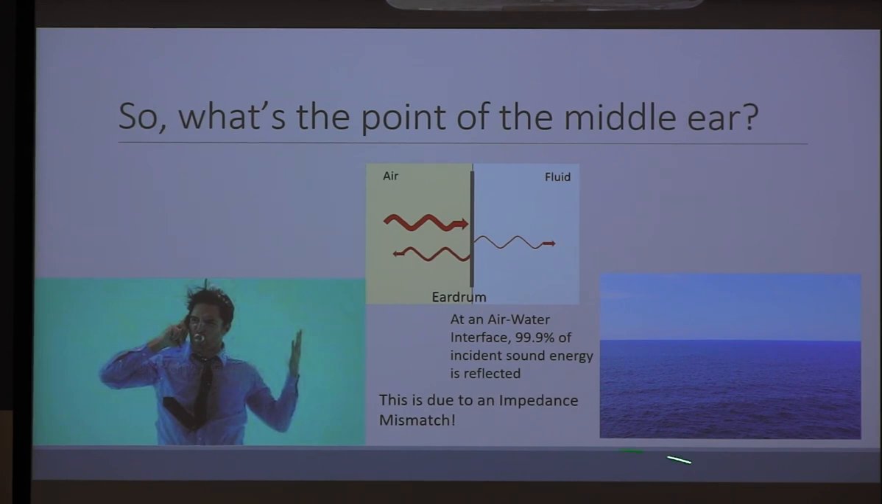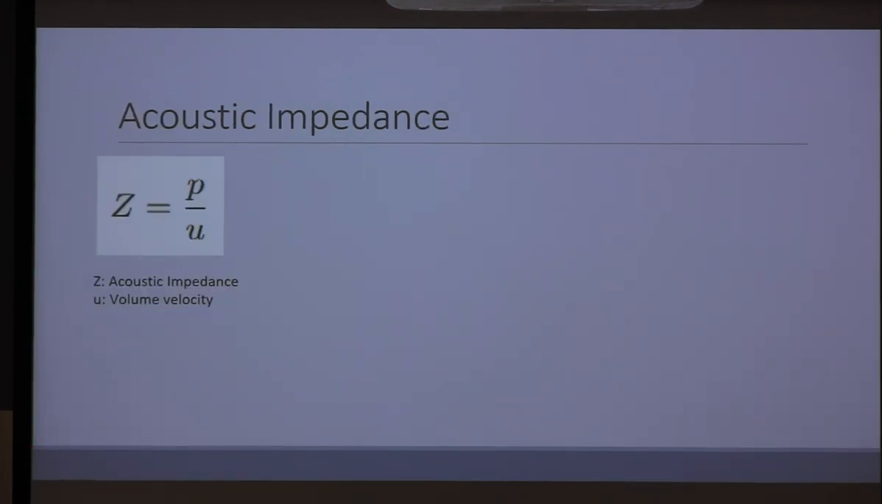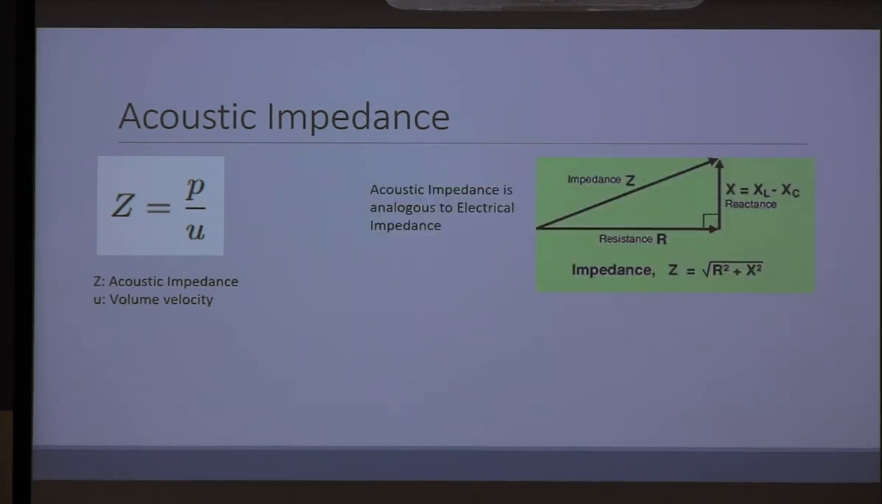I'll describe what this means, and I'll talk about it more. But first of all, what am I talking about here with impedance? I'm talking about acoustic impedance, and that's defined as the amount that the volume velocity changes with a given pressure in the medium. The acoustic impedance is a property of the matter that the sound is traveling through.